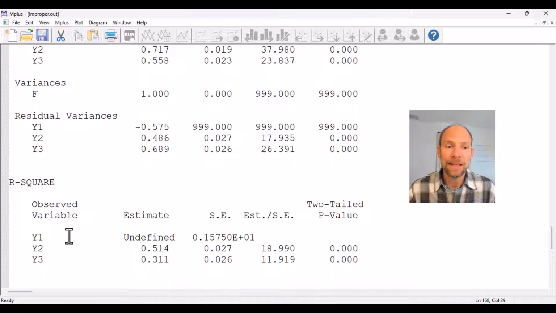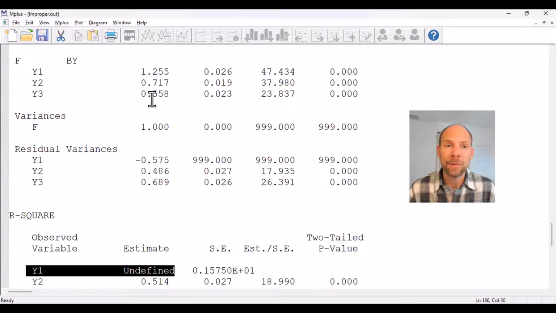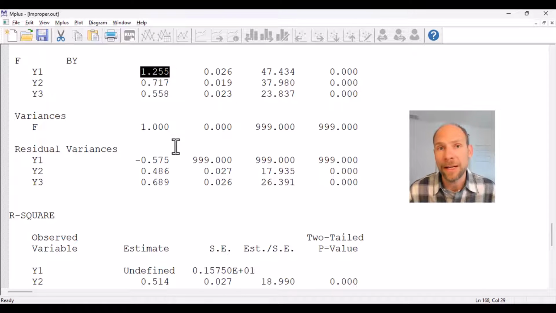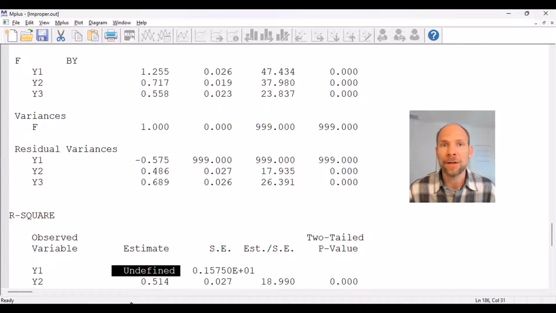And you can see that this R squared that Mplus would normally print is undefined here, because it would be a value greater than 1. Namely, it would be this value squared. And Mplus then at that point decides, well, this doesn't make sense to have an R squared greater than 1, because it would mean more than 100% explained variance in the variable, and therefore Mplus prints undefined here under R squared.